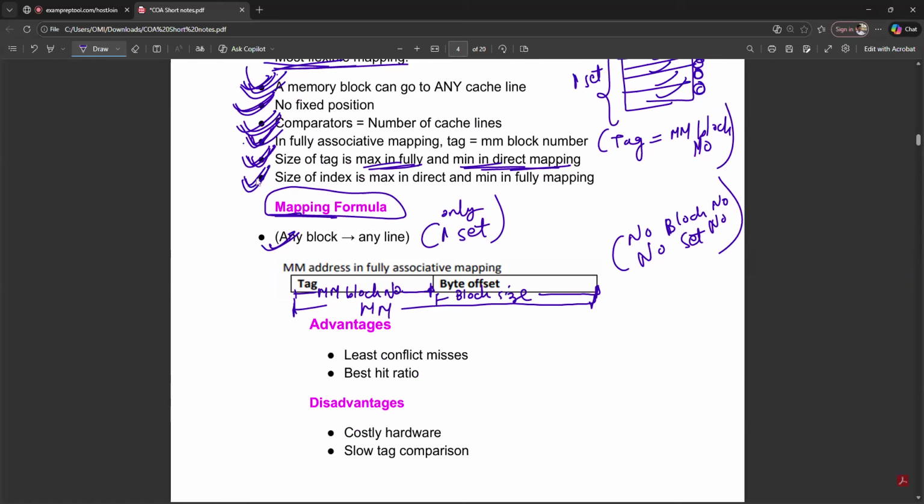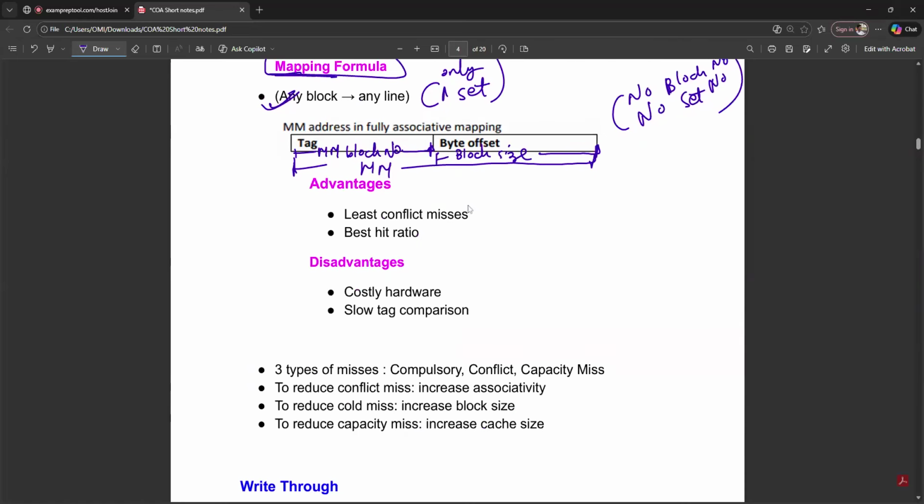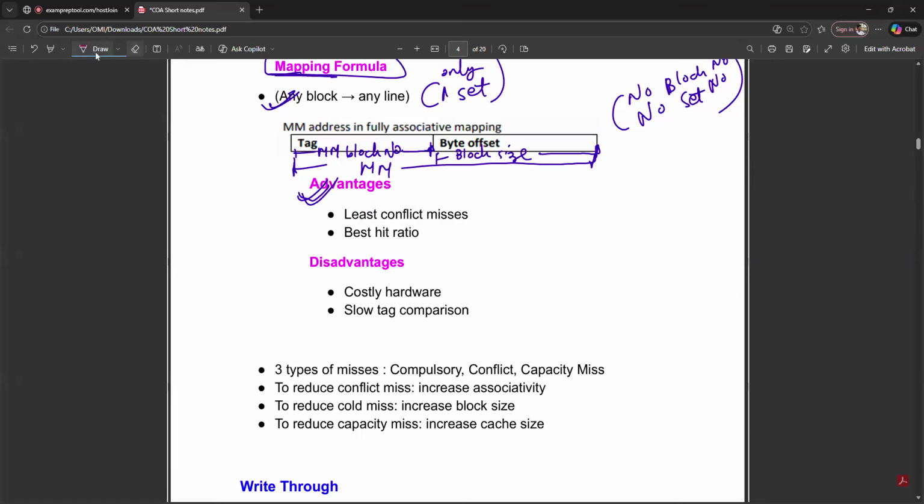Now a similar point: index will be maximum in direct and minimum in fully associative. Minimum is zero, there is no index for it, since any block can go anywhere, but it is maximum in direct. Now, what is the advantage? It has the least conflict misses, because any block can go anywhere. And it has the best hit ratio.